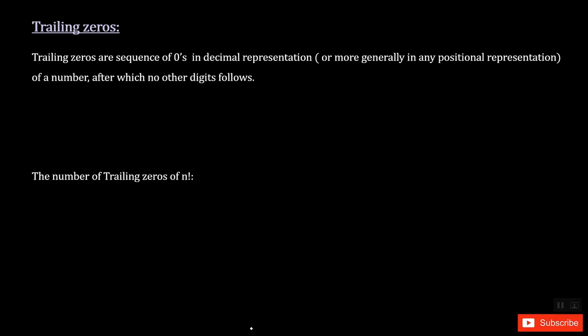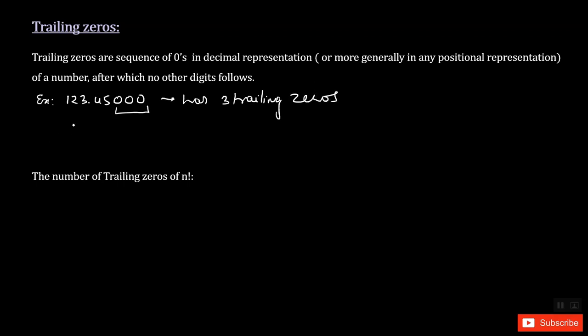Now what do you mean by trailing zeros? Trailing zeros are a sequence of zeros in the decimal representation, or more generally in any positional representation of a number, after which no other digit follows. So what does it mean? Let's take an example. If I have the number 123.45000, this decimal representation has three trailing zeros, because after the zeros there are no other digits. So this number has three trailing zeros.